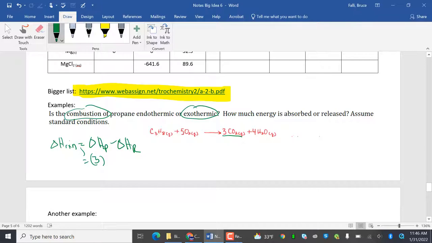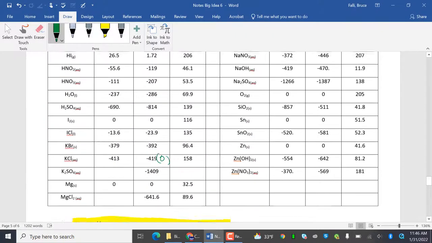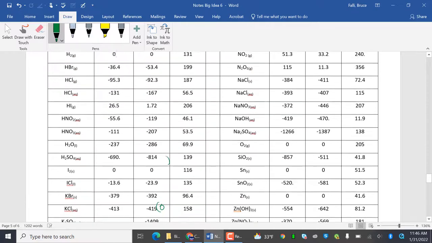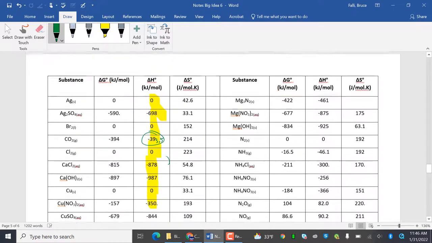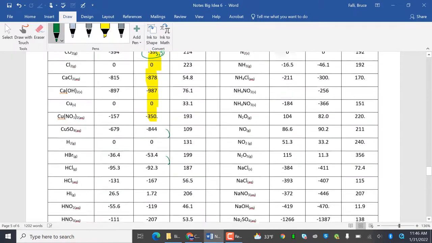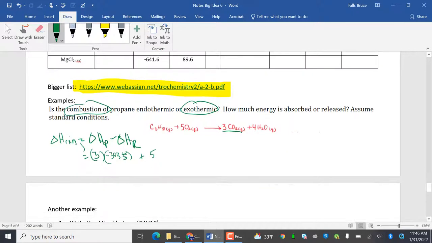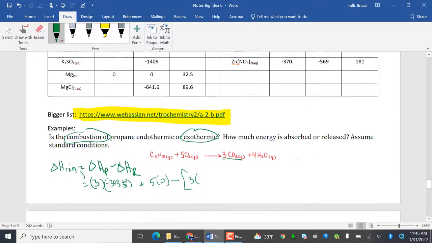So 3 times negative 393.5. And then 5 O2s, 5 times 0. Why did I not even look for 0? Well, let's see here. I'll look for oxygen, but look, it has 0 for its delta H. Oh, why? It's an element in its standard state. 5 times 0. Products minus, distribute the negative, 3 times CO2.